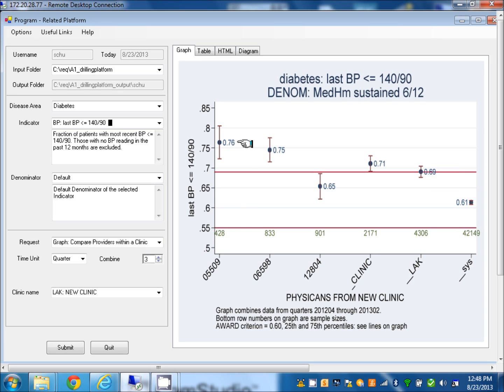76% of these patients with diabetes' most recent blood pressure reading was below 140/90. The upper and lower bounds represent the 95% confidence interval. The graph also shows results for the entire clinic, the entire site, and all sites aggregated.